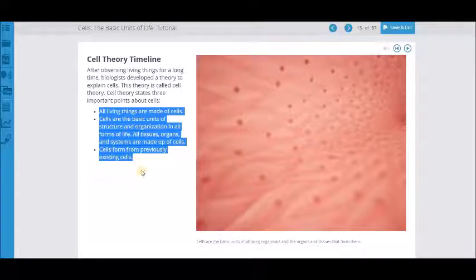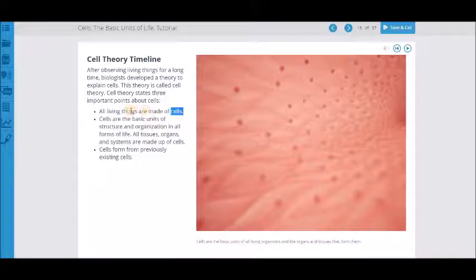There are 3 parts to the cell theory. All living things are made of cells. That's important. Every living thing is made out of cells. That's a given. There's no argument. But we had to discover that? We didn't just always know that. Somebody had to discover it.